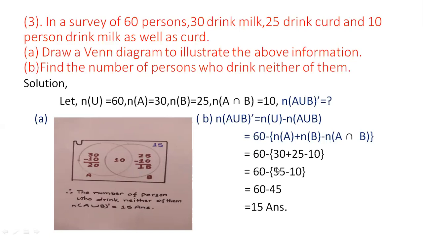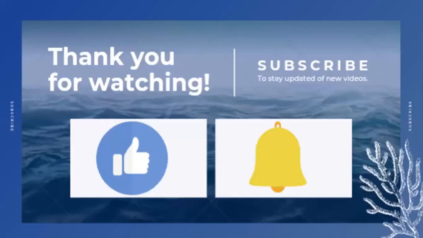Look, n(A union B complement) means n(U) minus n(A union B). And n(U) is 60. n(A union B) has the formula n(A) plus n(B) minus n(A intersection B). Then we can write 30 plus 25 minus 10. 55 minus 10 is 45. And 60 minus 45, what will you get? 15. Like this we have to solve. It will be helpful for your question number 3.